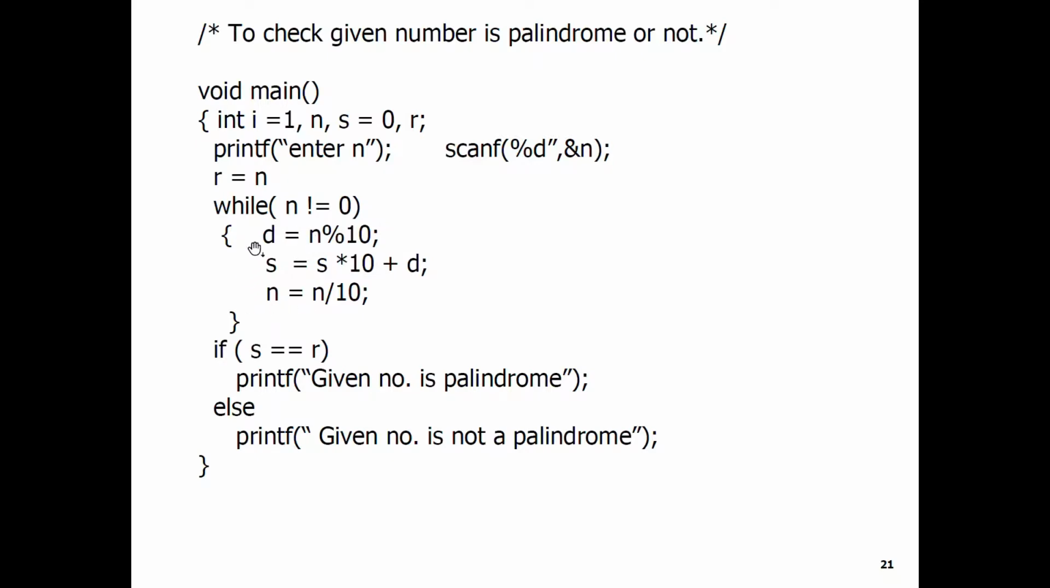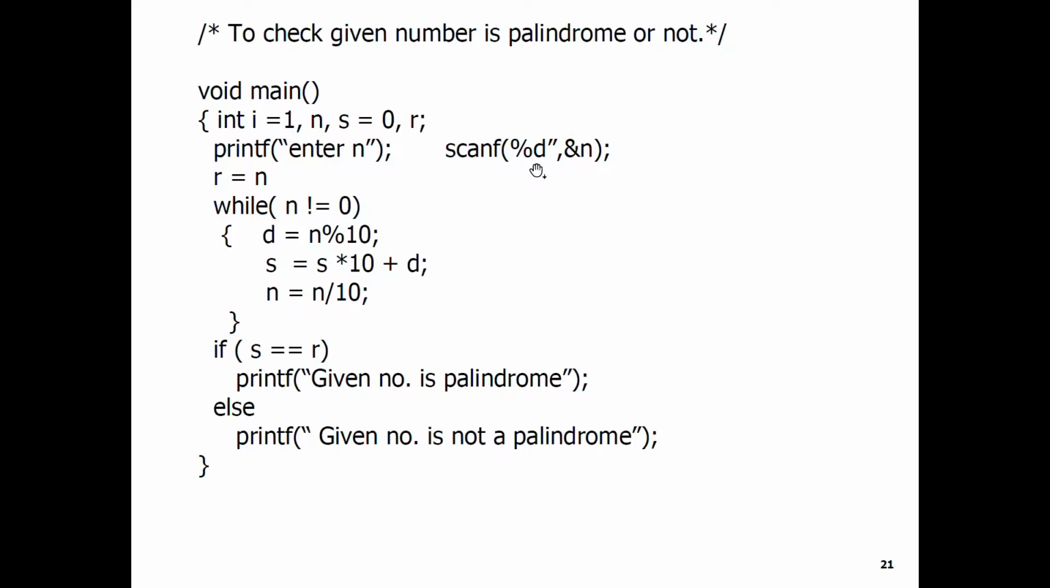How long are we repeating the while loop? Until n is not equal to 0. n is your given number, and using modulus we are taking out the digit, digit by digit. The digit we are storing in d, and each time we are computing the sum. The initial sum was 0, sum equals sum into 10 plus d. Then, before going for the next iteration, I am dividing n by 10.